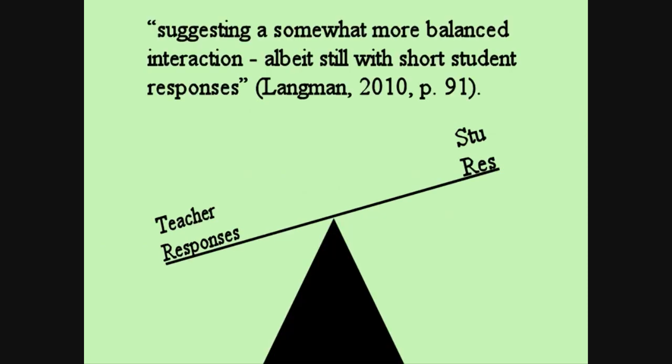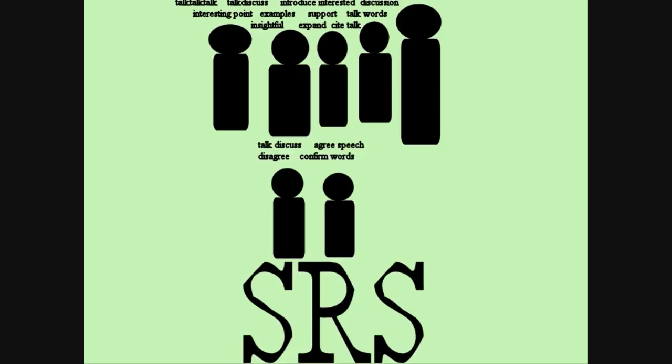The researchers also found that the average amount of words used per talking turn by students increased from 1.44 to 4.26, and the amount of words used by the teacher per talking turn decreased from 63.96 to 12.18, suggesting a somewhat more balanced interaction, albeit still with short student responses.